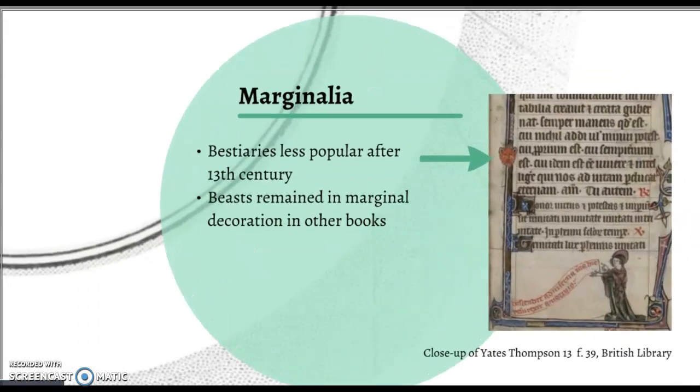And after the 13th century, bestiaries fell out of fashion. Yet beasts remained in the marginal decorations of other books, such as Psalters, which we can see here in the image on the right with the tiger head in orange on the left-hand side of the image.